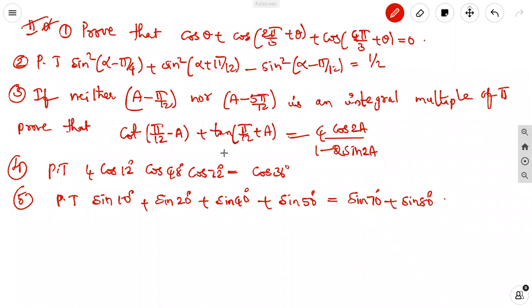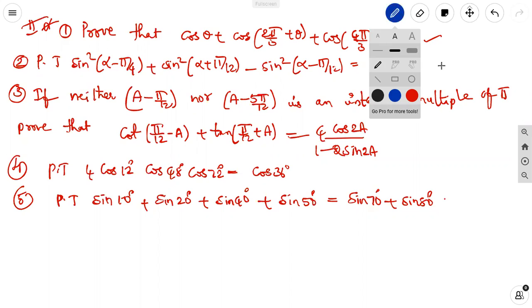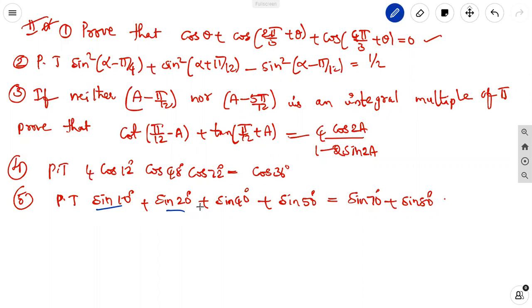The second bit in this: prove that cos theta plus cos of (2 pi by 3 plus theta) plus cos of (4 pi by 3 plus theta), we can prove that it is 0. This is suitable to the first bit only, cos C plus cos D form, again cos C plus cos D, whatever we are getting. The last one also, sin C plus sin D, after simplification what we are getting, again sin C plus sin D.